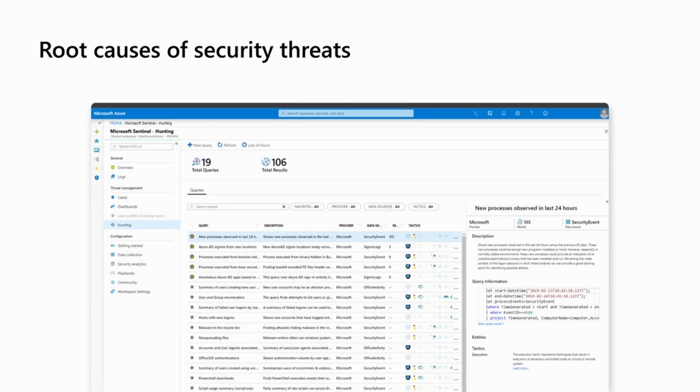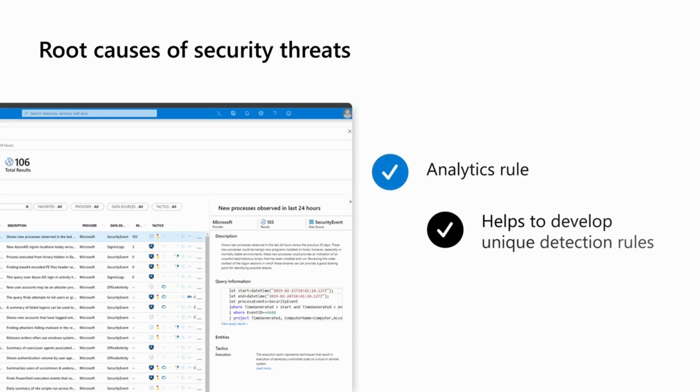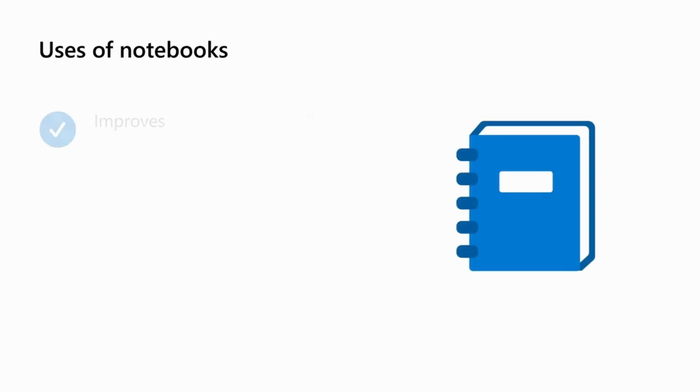In such cases, a search and query tool, a built-in query, may help you. Before raising the alarm, it enables you to search for security issues across the organization's data source. Additionally, within the analytics rule, you can develop unique detection rules based on your query, and your security incident responders will receive alerts. Next, how will notebooks help to improve Microsoft Sentinel's threat hunting?